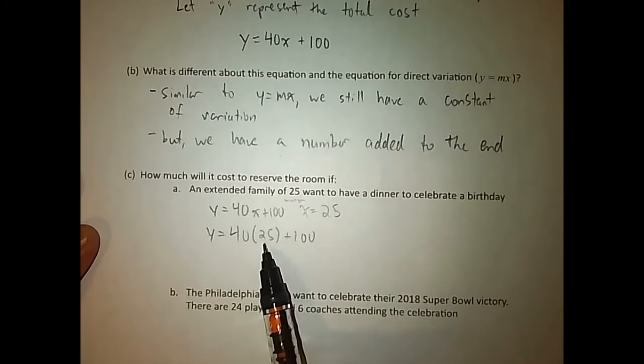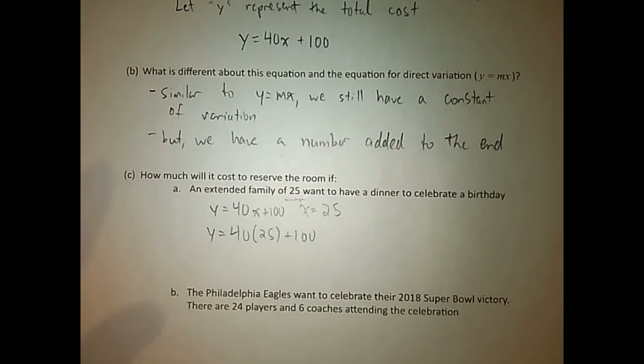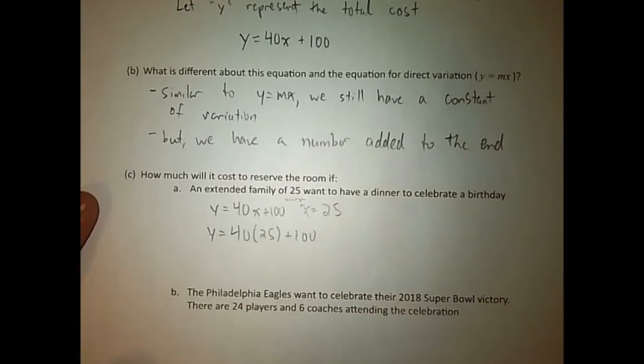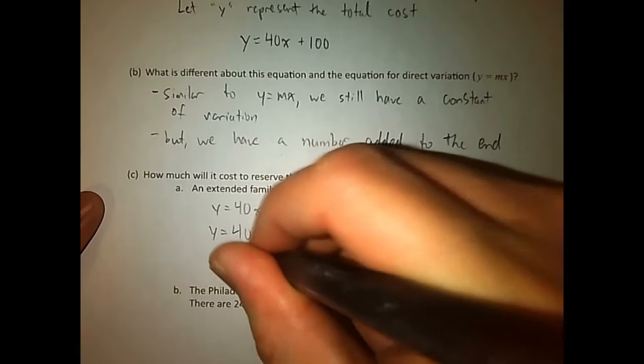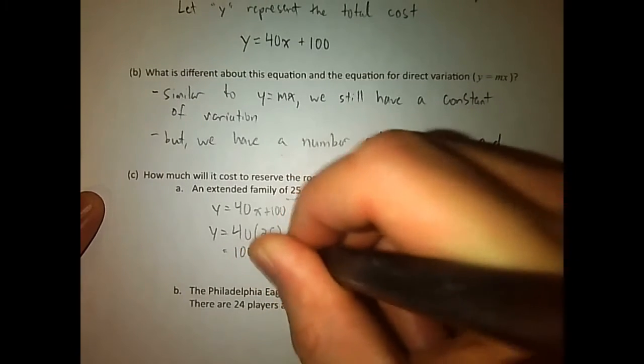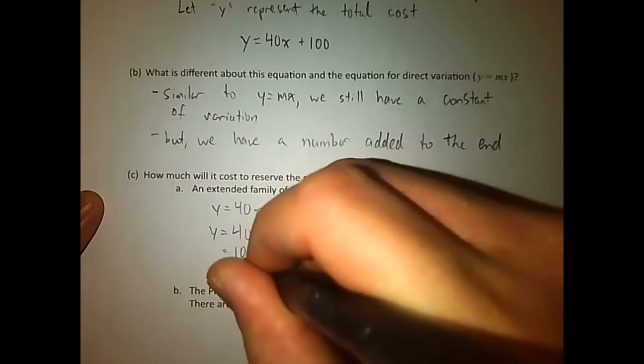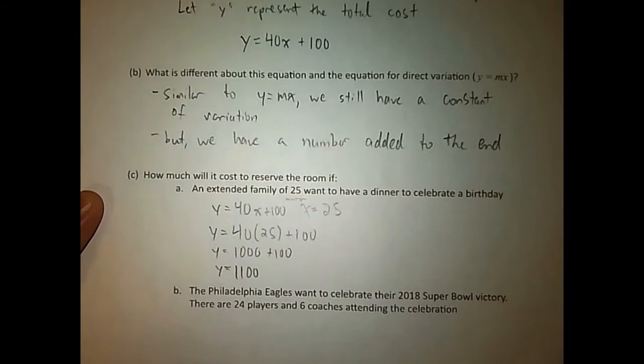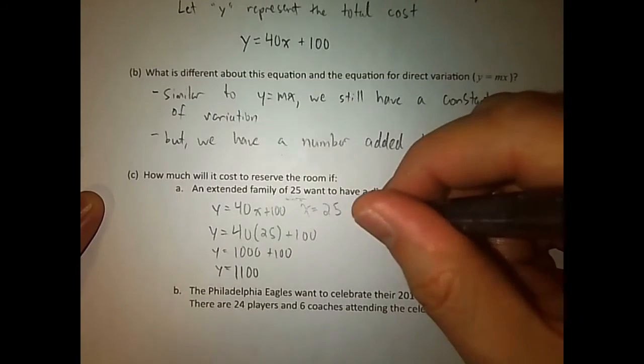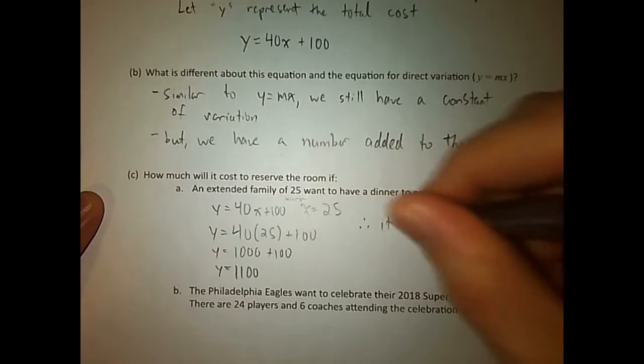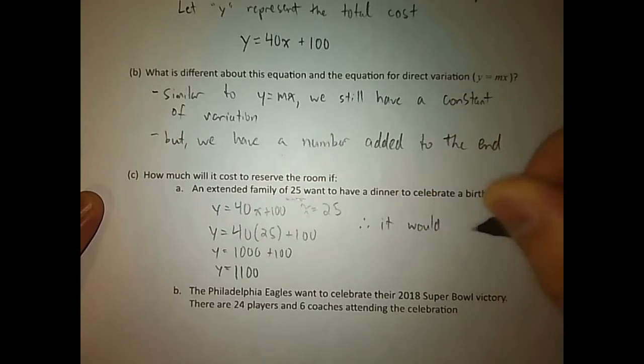X becomes 25. Then we can say 40 times 25, which I should be able to do in my head, but I don't think I can. So I'm just going to use a calculator. I get 1,000. I should have been able to do that in my head. Oh well, it's okay. So $1,100. So therefore, it would cost $1,100.